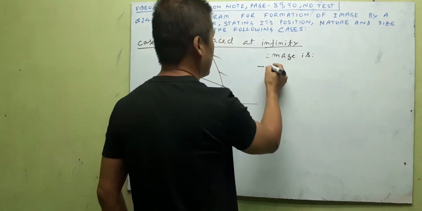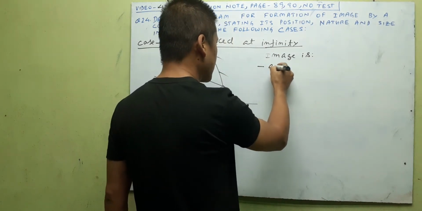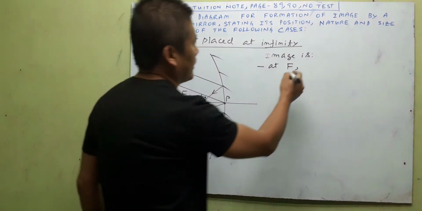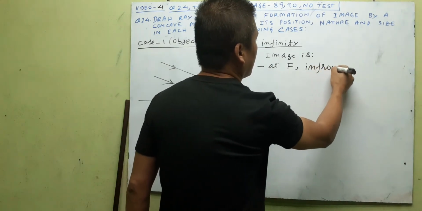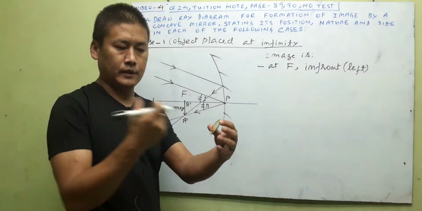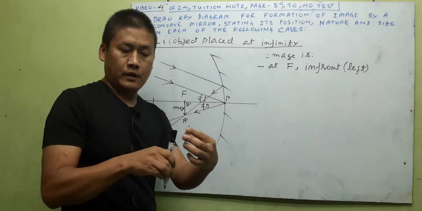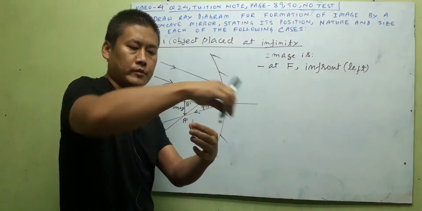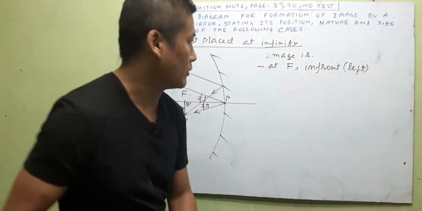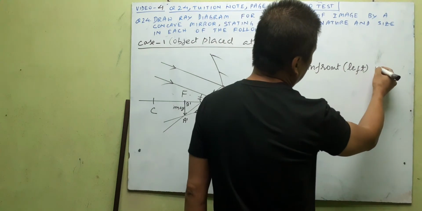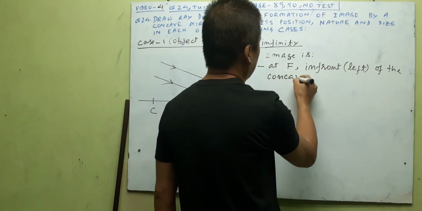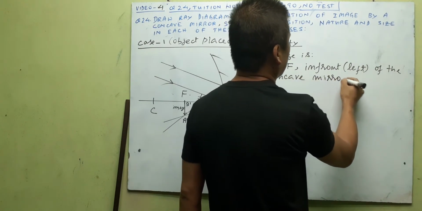is dash, position is clearly exactly at the focus F. As you can see here, the image position is exactly at F. And clearly it is in front or left side. You see here, this is the mirror facing left, and the image is somewhere in front, see left side. This is called in front of the mirror. This will be called behind the mirror, but you can see here in front. So in front or left, any of these two you can use, or both also. At F, in front or left of the concave mirror. So that is the position of the image.